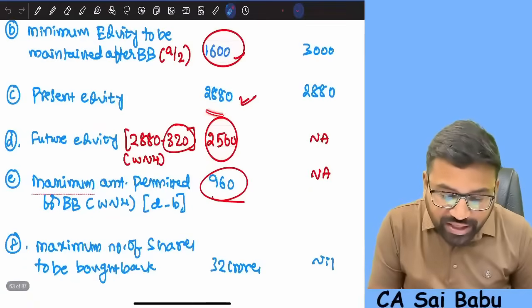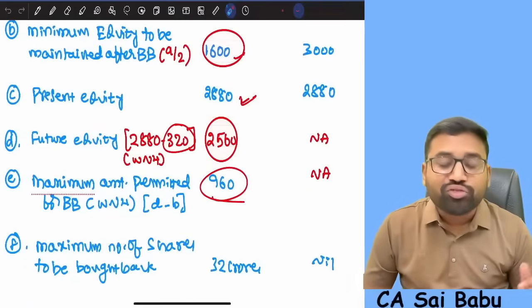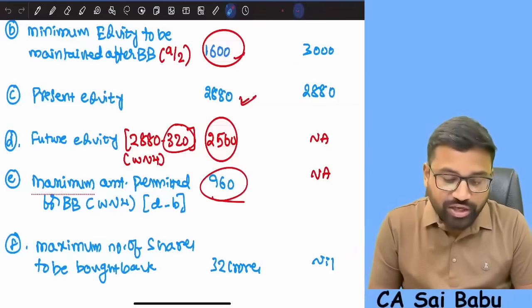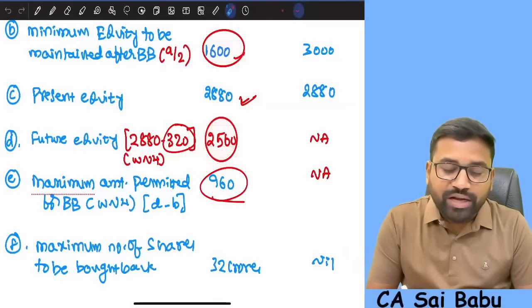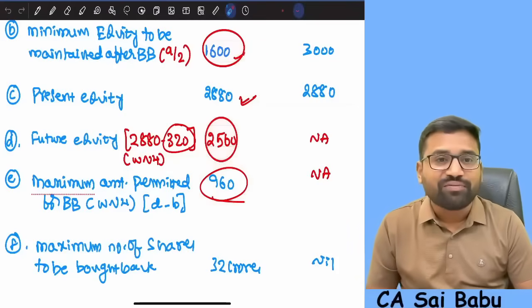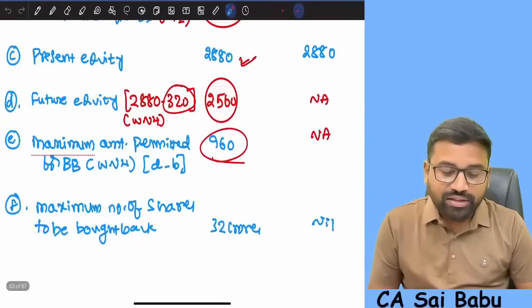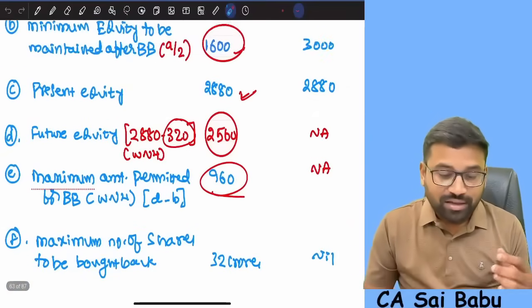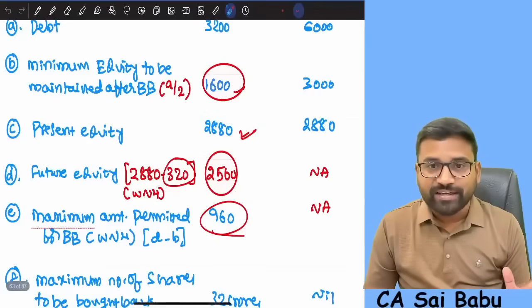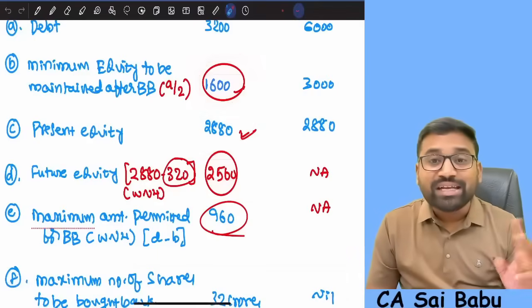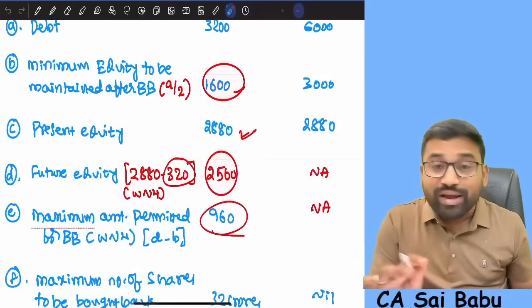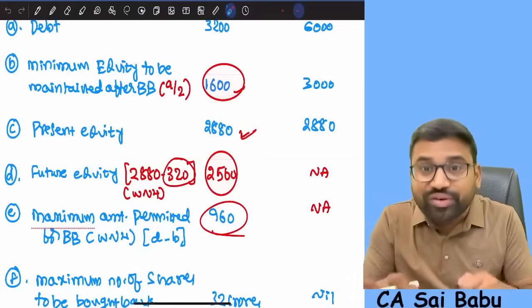So my present equity is 2,880. Now I need to find out the amount to be transferred from this to CRR. Once I know the amount to be transferred to CRR, I know the future equity. And if this is the future equity, what is the equity to be maintained after buyback? 1,600. So I can easily find out the maximum amount permitted for buyback, then divide by the buyback price. Then I will get the maximum number of shares to be bought back. Understand? Present equity is how much? 2,880. Correct? What is the equity to be maintained? 1,600 after buyback. What is the reduction possible? Total 1,280 reduction is not possible. First you need to transfer the amount to CRR.